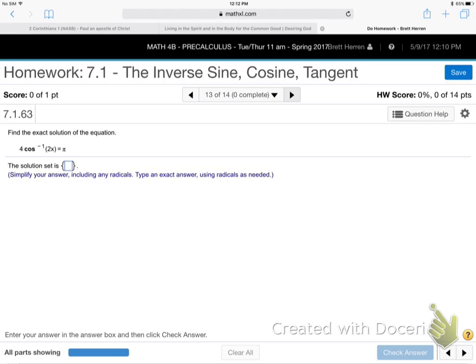All right, try that one. It's basically solve for x. So it's just no graphs or anything like that. Just solve for x. Solve for x: 4 cosine inverse of 2x is pi. So the first step is just divide both sides by 4.